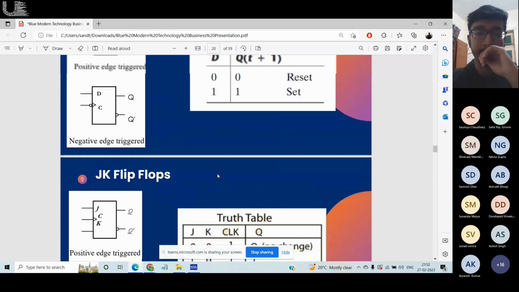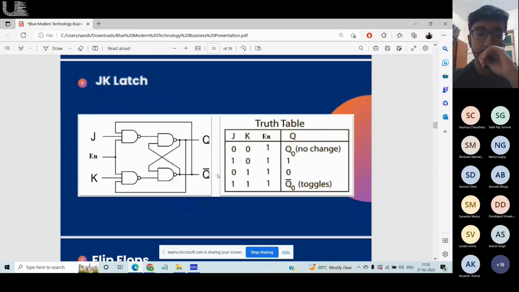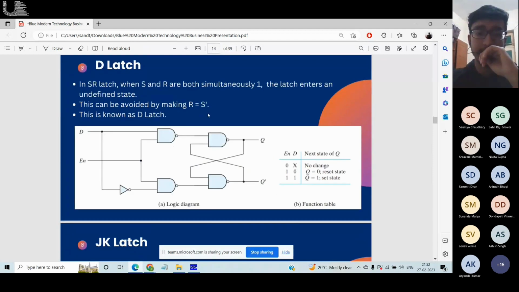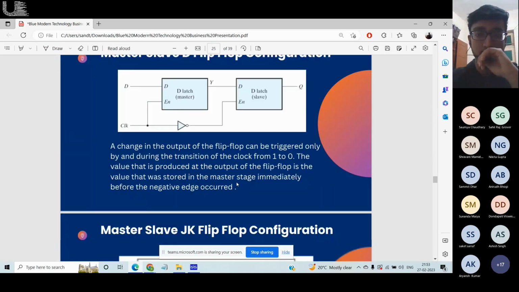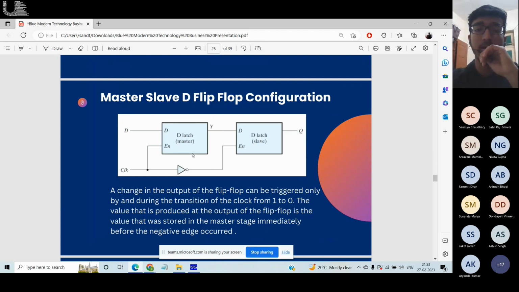If I go back to a D latch, and I have the exact same replica ahead of it, and I invert the enable and give it as the enable of the second one, then I get a flip-flop. I get a D flip-flop. Here the first latch is called the master latch, and the second one is called the slave latch.